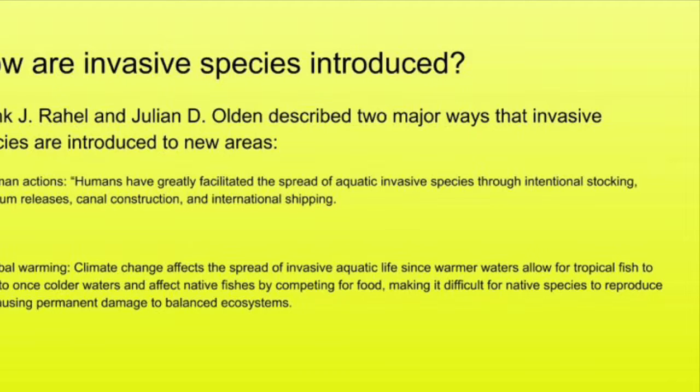Climate change affects the spread of invasive aquatic life since warmer waters allow tropical fish to travel to once colder waters and affect native fishes by competing for food, making it difficult for native species to reproduce and causing permanent damage to balanced ecosystems.